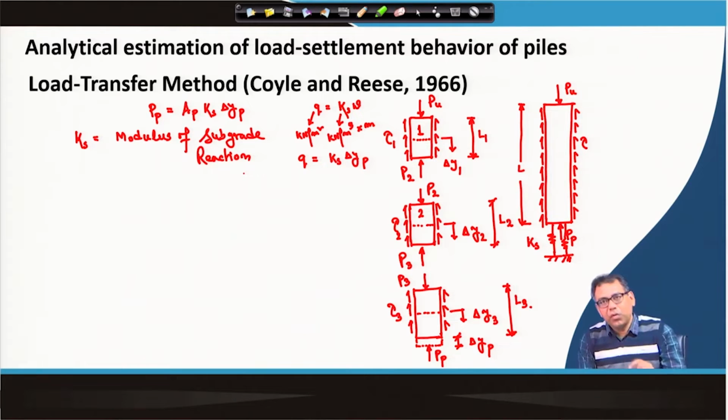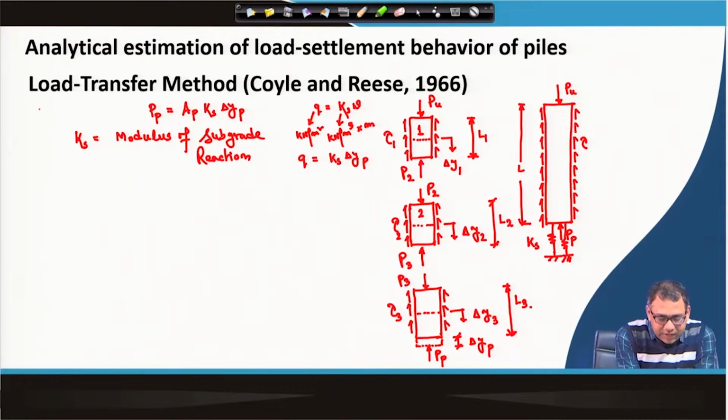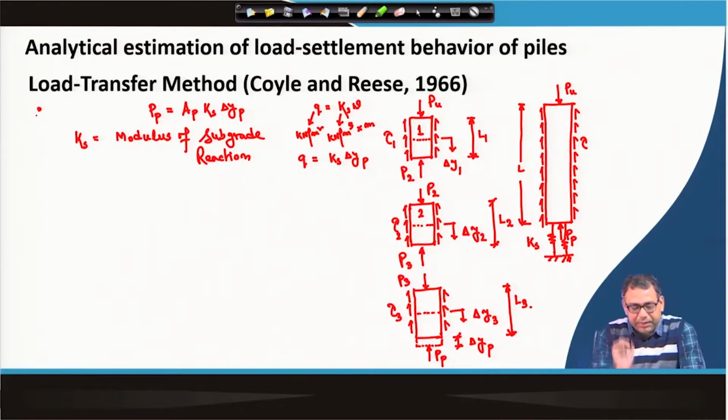If you know the modulus of subgrade reaction of that particular soil at that site, and if I know the area and the deformation del yp, then I can calculate the tip resistance. So, for the first trial, the first step is that we have to calculate the Pp.